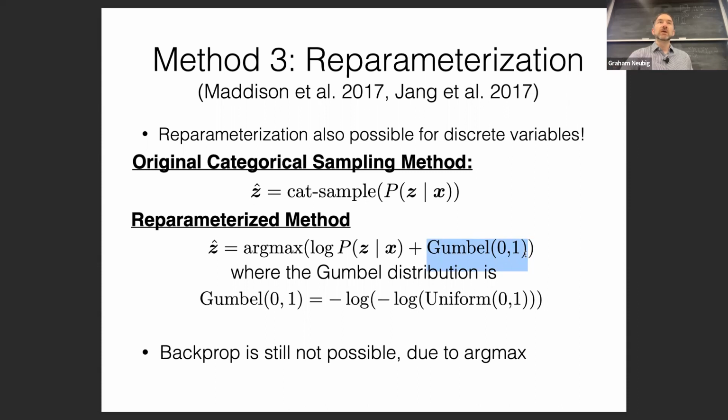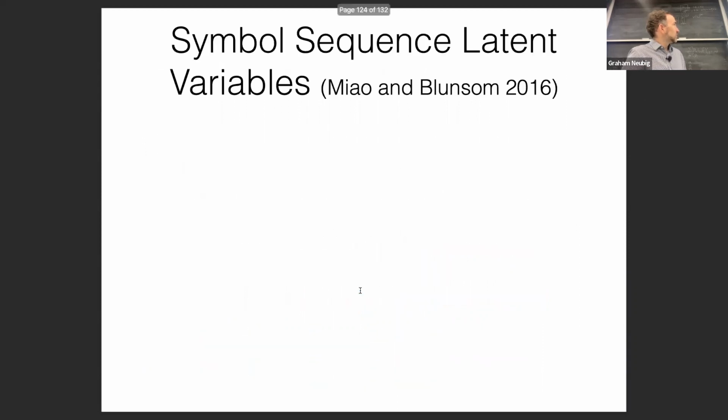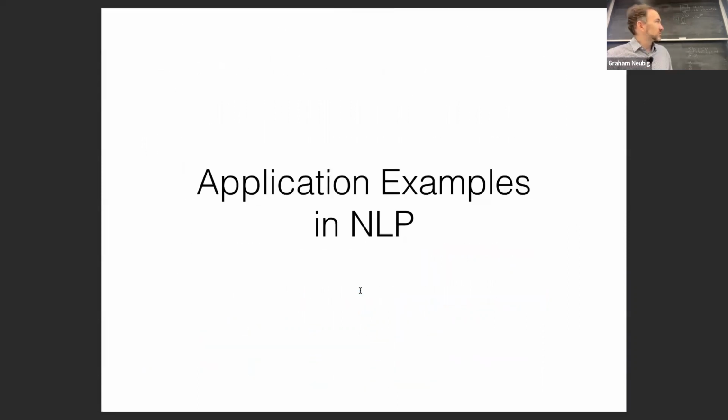So the Gumbel distribution just happens to be the distribution that allows you to do this in the case of categorical variables, and it happens to be negative log negative log uniform. If you want to go through the derivation to see why that's the case, you can do that. I'm not going to do it here. Cool. So now I'd like to talk about some application examples in NLP.